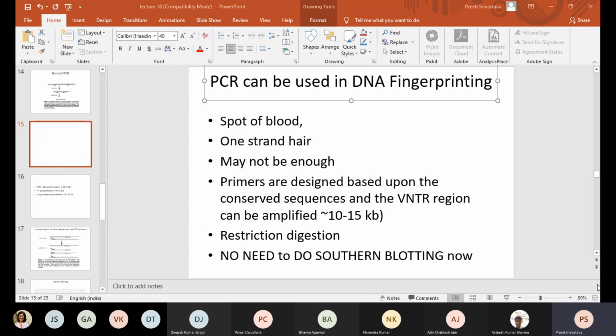RFLP is restriction fragment length polymorphism, right? So how am I going to identify the band which is coming from the VNTR unless I do southern blotting, which is specific to it?